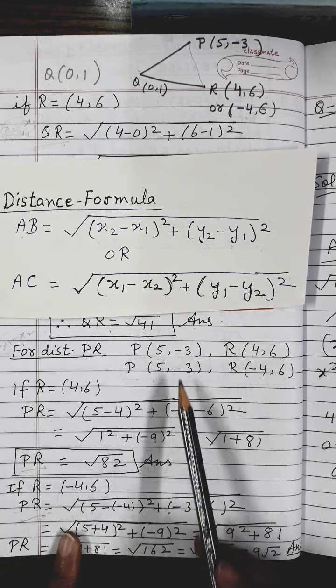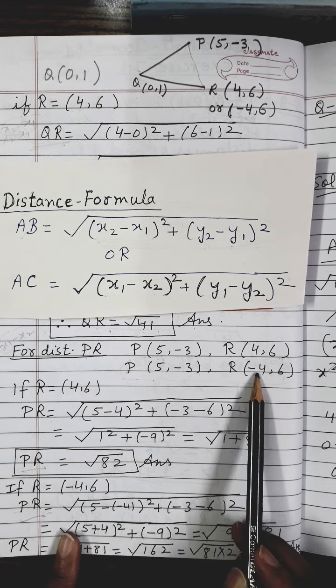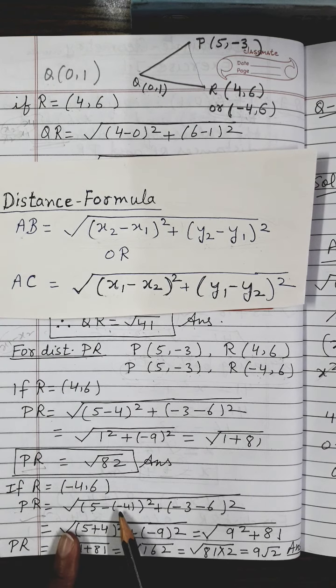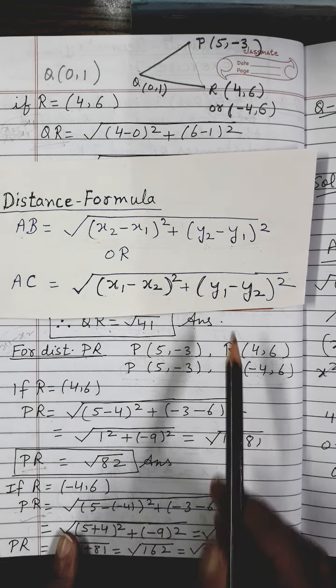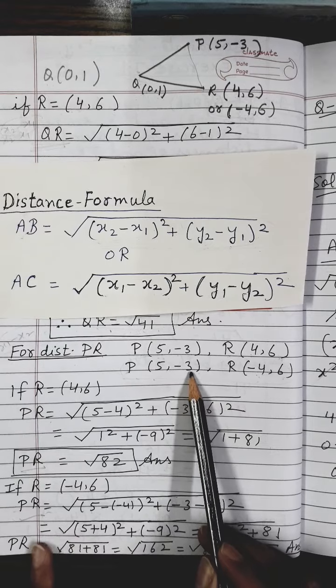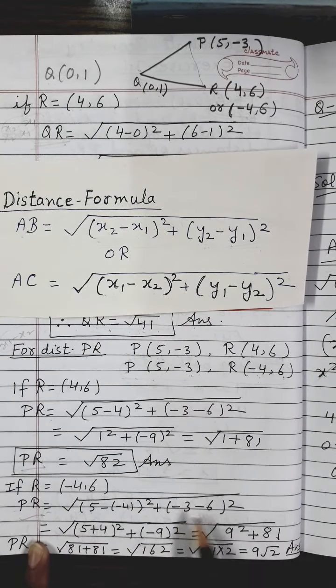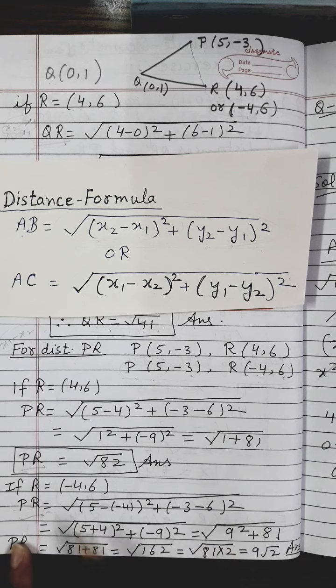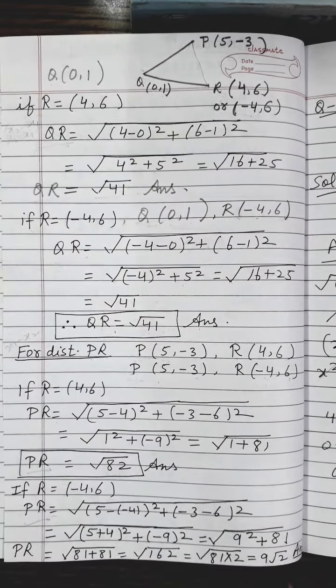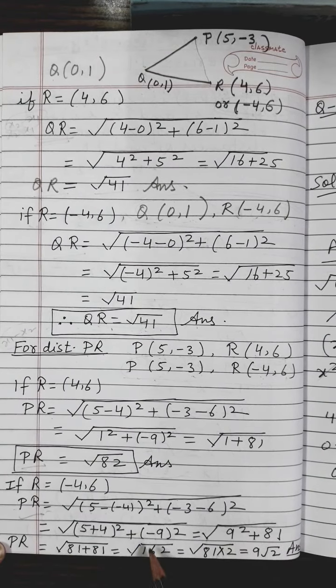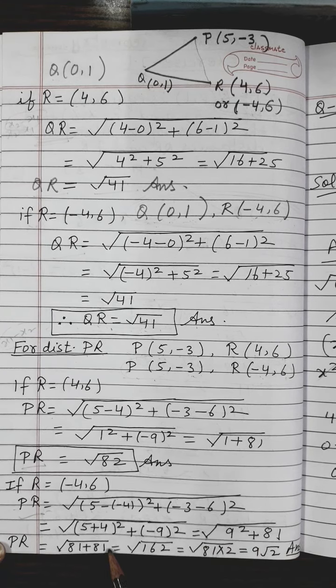x1 minus x2 whole square will be 5 minus minus 4 whole square. So how do I write it? 5 minus, in brackets, minus 4, whole square, plus y1 minus y2 whole square, minus 3 minus 6 whole square. Right? The rest is calculation. In the next step, 5 minus into minus gives you plus, so 5 plus 4 whole square, and this will give you minus 9 whole square. In the next step, 5 plus 4 whole square will be 9 square, and this will give you 81.